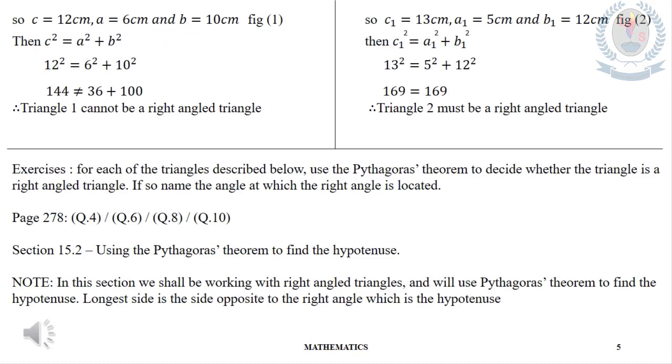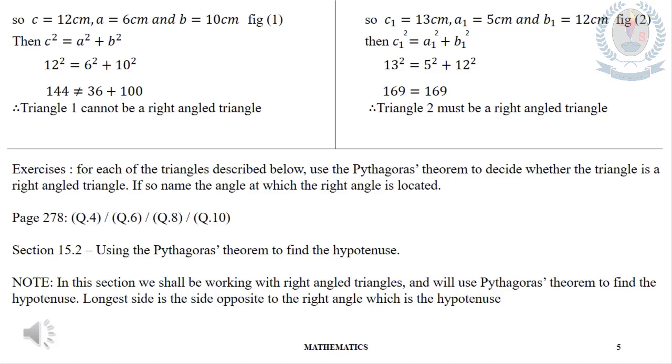Slide number 5. So, C equals 12 centimeters, A equals 6 centimeters, and B equals 10 centimeters in figure 1. Then, C squared equals A squared plus B squared, that is 12 squared equals 6 squared plus 10 squared. So, 144 is not equal to 36 plus 100. Therefore, triangle 1 cannot be a right angle triangle.